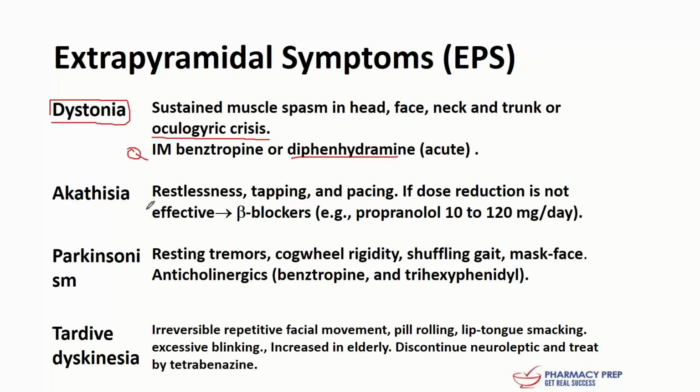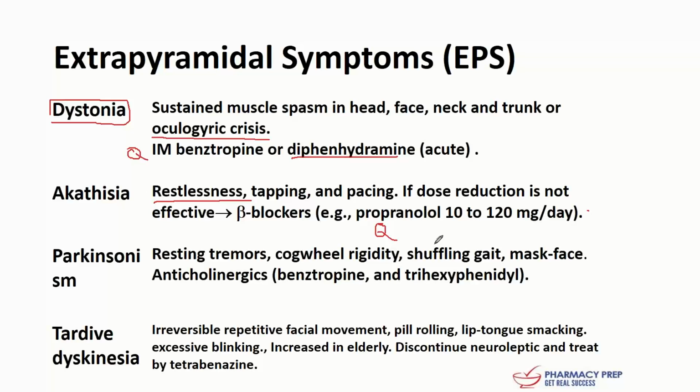Another question alert from the extrapyramidal symptoms is akathisia. Akathisia, in one word, is restlessness, tapping, or pacing. The best management is to reduce the dose or change to a different drug which does not have the akathisia side effect. Second generation drugs like risperidone are also known for akathisia. So the treatment is a potential question, and I mark it with a Q. Propranolol, or beta blockers, are used for treating akathisia.